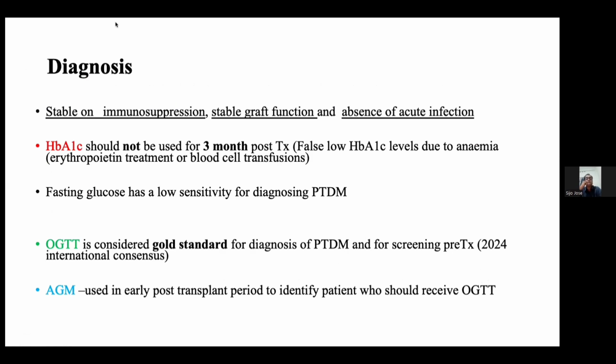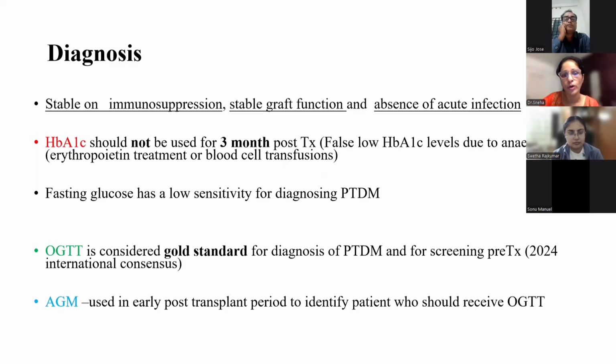It should be diagnosed once the patient is on stable immunosuppression and stable graft function, and in the absence of acute infection. HbA1c is not used in the first 3 months because of its false low value due to anemia, erythropoietin treatment, blood transfusion and so on. So the 2024 consensus guidelines don't recommend HbA1c in the first 3 months.